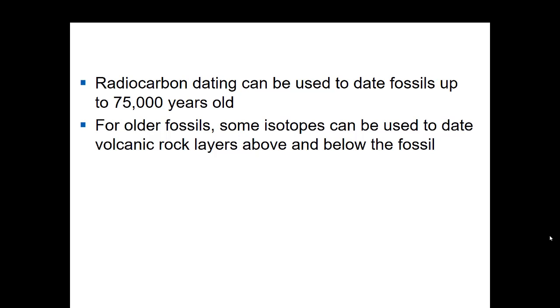And we can use radiocarbon dating for fossils up to 75,000 years old. But there's a lot of fossils that are much older than that. So there's some limitations on that. For older fossils, some isotopes can be used to date volcanic rock layers above and below the fossil, and it can get us down a little bit further.